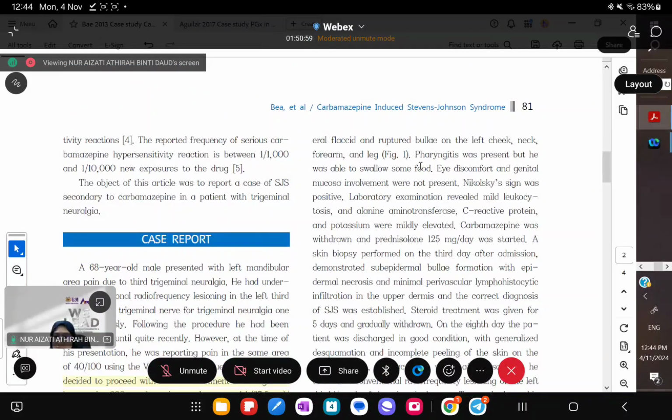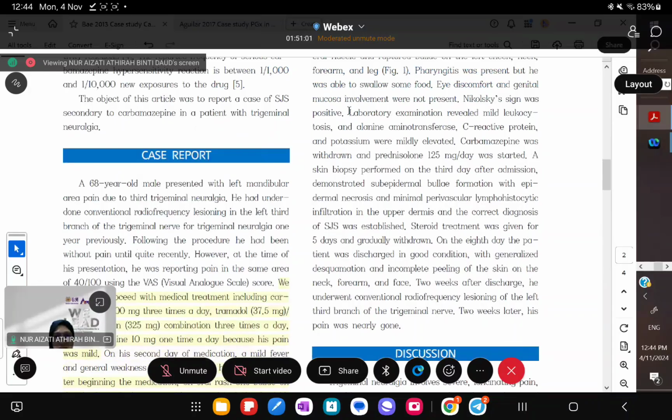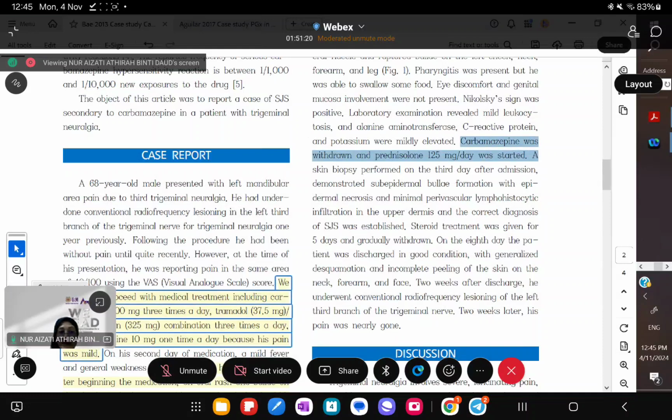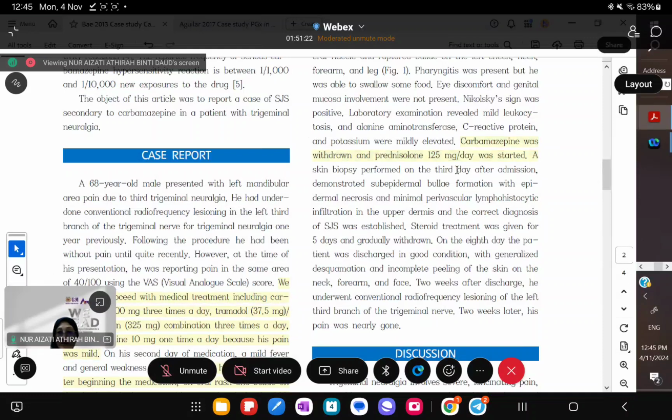Ni semua nanti you dah bacakan all these lab parameters: C-reactive protein elevated, potassium elevated, mild leukocytosis. These are actually all the other clinical parameters that support the Stevens-Johnson syndrome. And carbamazepine was withdrawn and prednisolone was started.